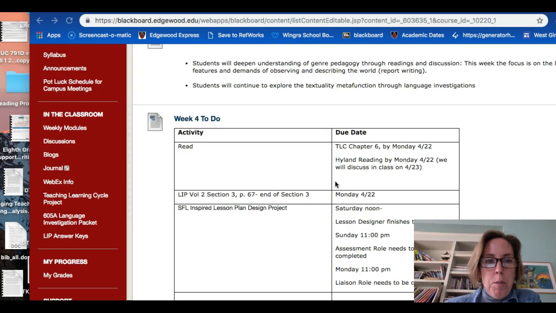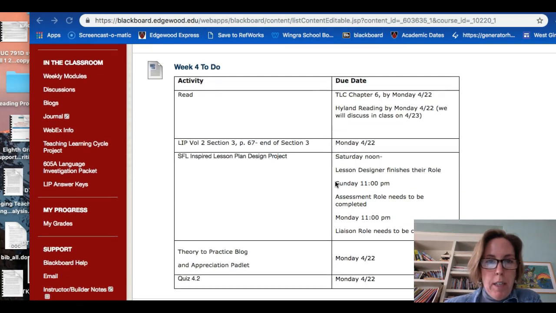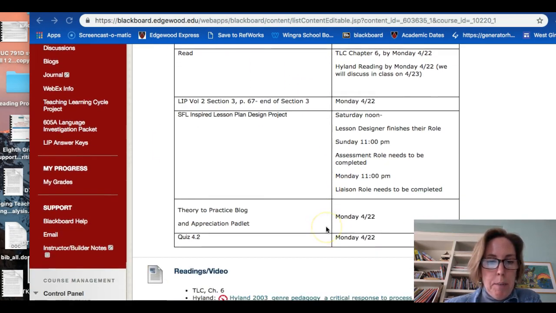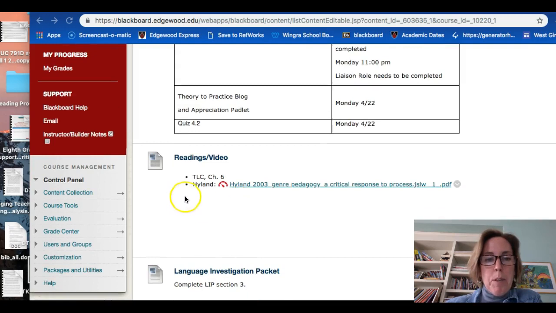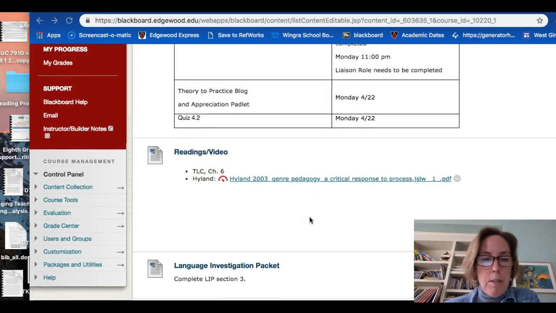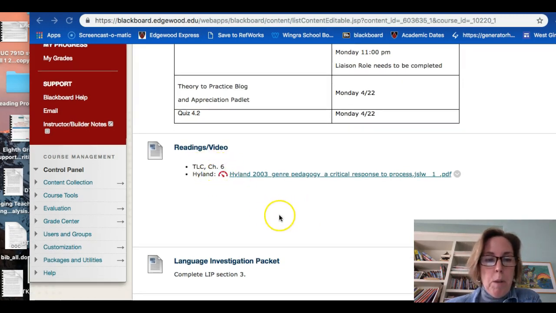Let's go through what you need to do this week. Here is your to-do list, but I'll go through this way. For reading, this is your Teaching Language and Context book, Chapter 6. And then this Highland piece we are going to discuss in class next week. So as you're reading, take some notes. Mark some things that you think are interesting or you have questions about. We'll also look at this as well.